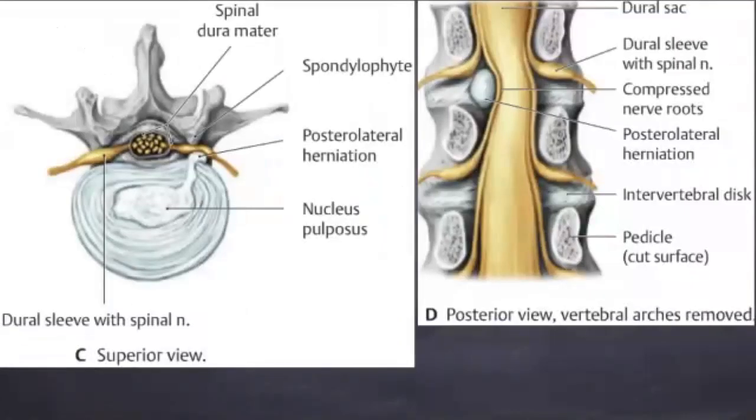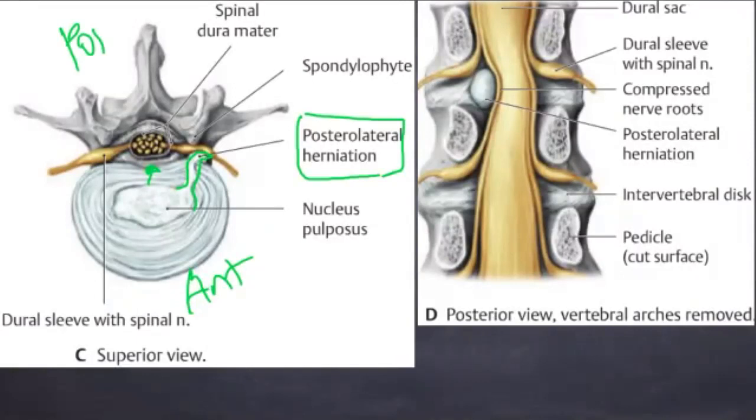And again there is posterolateral herniation. You see, this is normal, but the disc is herniated through this. Posterolateral, because this is the anterior and this is the posterior. Body is always anterior. So this appears in posterior view. Vertebral arches are removed. If we remove the vertebral arches, this herniated disc will be like this, posterolateral herniation.